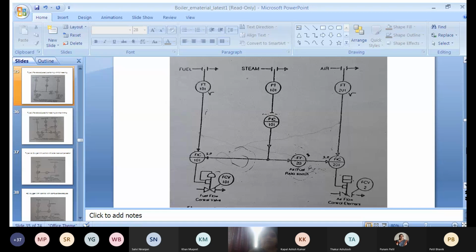Okay, can anyone explain what is shown in the diagram? Quickly, time is short, we have to cover some part today. What did you get from this diagram? Just tell me. What do you see in the diagram? Yes, please.